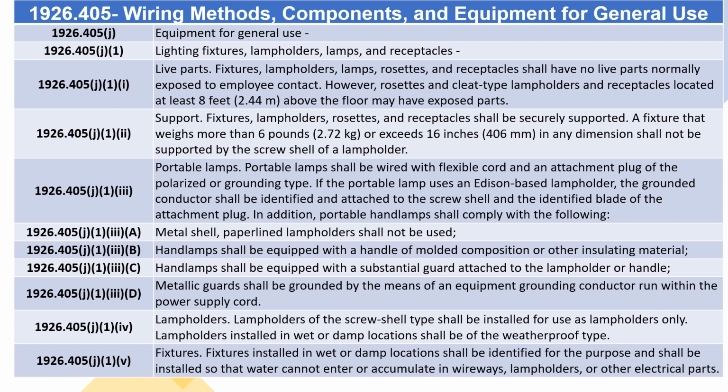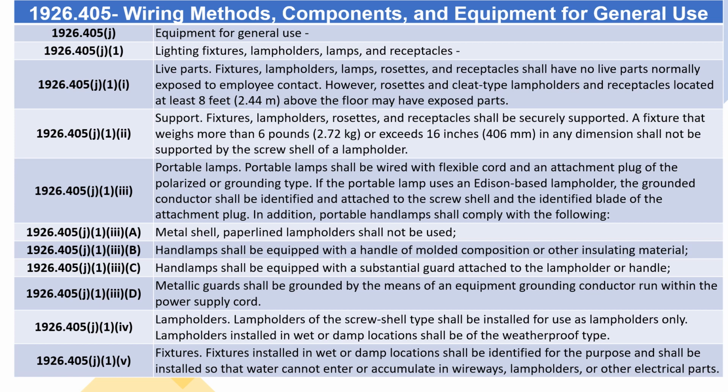1926.405(j)(1)(ii), support. Fixtures, lamp holders, rosettes, and receptacles shall be securely supported. A fixture that weighs more than 6 pounds, 2.72 kilograms, or exceeds 16 inches, 406 millimeters in any dimension shall not be supported by the screw shell of a lamp holder.